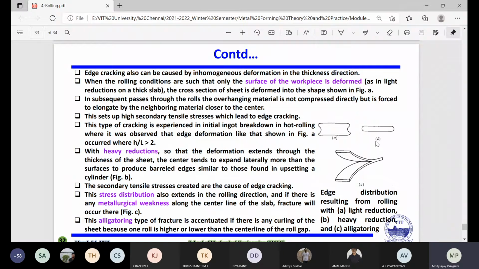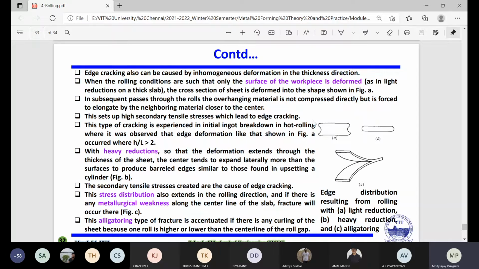Also, one more thing: we have some stresses generating there. When we derived the equations, I told you we have a lot of stresses, and at the same time we also have a lot of secondary tensile stresses. Here it mentions that the stress distribution also extends in the rolling direction, and if there is any metallurgical weakness along the center line, whenever you have some weakness in the material piece, you will find this, which is known as alligatoring.